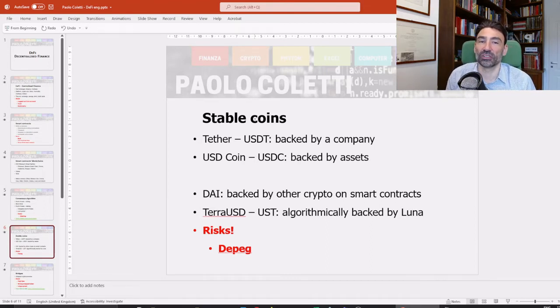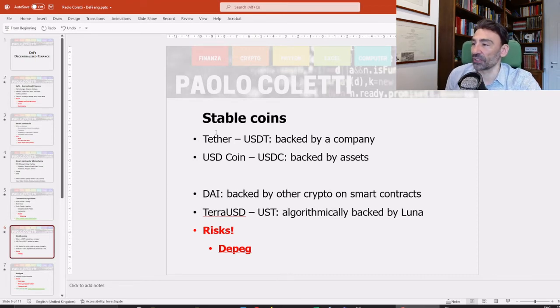What are stablecoins? Stablecoins are cryptocurrencies, crypto tokens. So usually they are not the native currency of a blockchain, but crypto tokens which have a fixed value in, let's say, real life. So usually $1. There are stablecoins pegged to the euro, to the GBP, to the CAD, to the Korean won, etc. But 99% of the stablecoins are pegged to the US dollar.